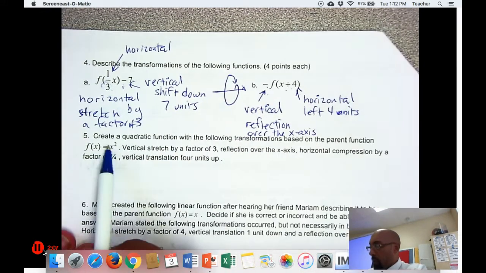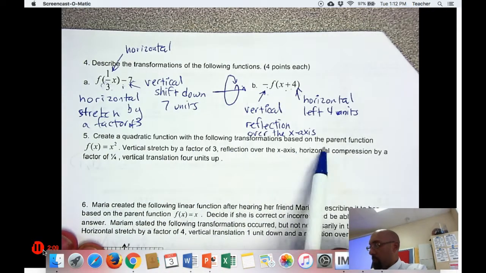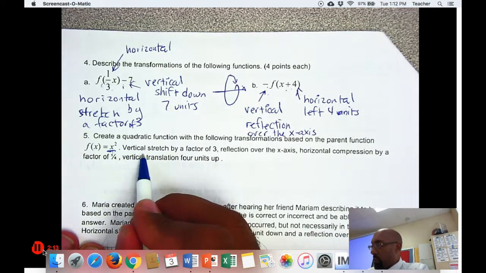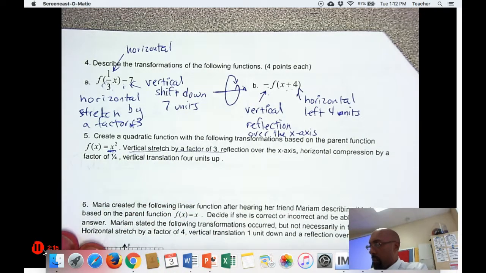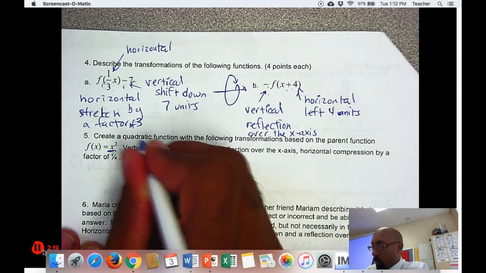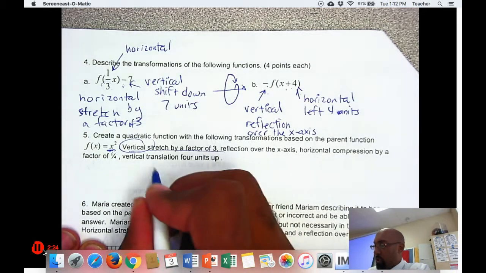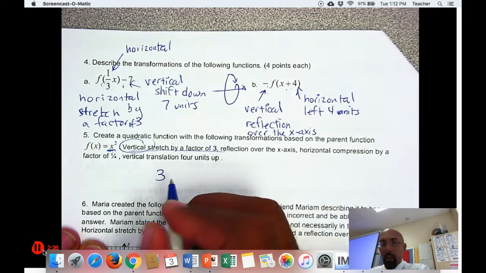Okay. All right, create a quadratic function with the following transformations based on the parent function. So here's our parent function. We need to vertically stretch it by a factor of 3. Remember, vertical, where do I put the number? Outside. Okay, so stretch, remember if it's outside, the bigger the number, the more it'll stretch.